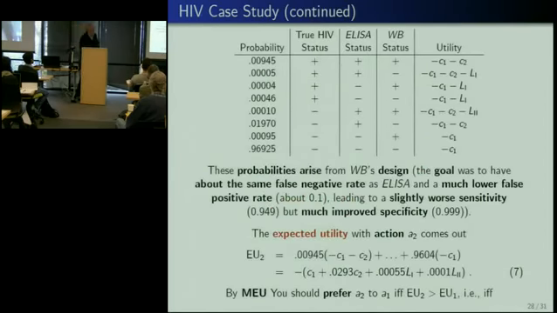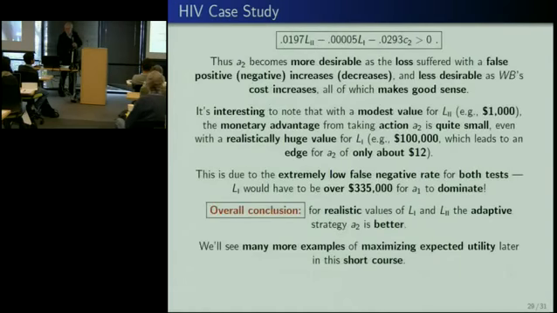So now the expected utility comes out the same thing, probability times value and so on down, and you get this expression here. And by maximizing expected utility, you should prefer A2 to A1 if the second expected utility expression is bigger than the first one. And when you simplify, it comes out to that expression there. And if you look at it, the second action, the adaptive action, becomes more desirable as the loss suffered with a false positive increases. And it also becomes more desirable as the loss suffered with a false negative decreases. And it also becomes less desirable as the cost of Westernbot increases. And if you think about all 3 of those things, you'll see that they all make good sense.